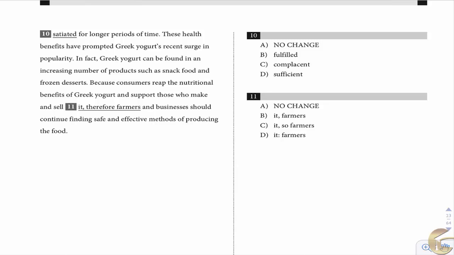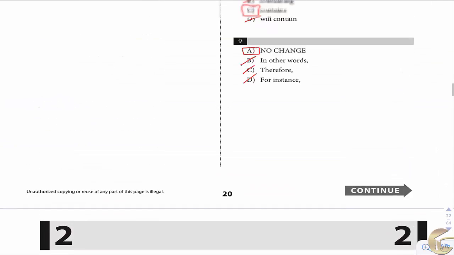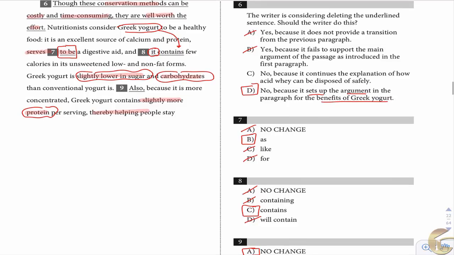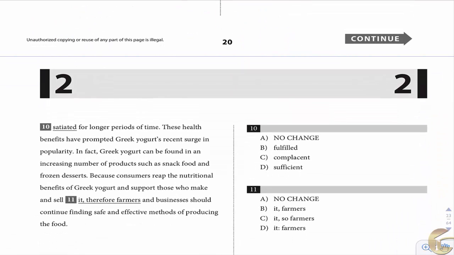This problem contains, I'd say, a word that most people may not understand with the word satiated. Just understand, again, if you don't know what a word means, what we want to do is look at the other words as well and be aware of that. If you know what satiated would mean, then number 10 probably isn't very hard. But what we're looking for is something that, the Greek yogurt contains slightly more protein per serving, thereby helping people stay, and I would look at this as full for longer periods of time. It gives them that full feeling. Now, you have to know, what does that mean?